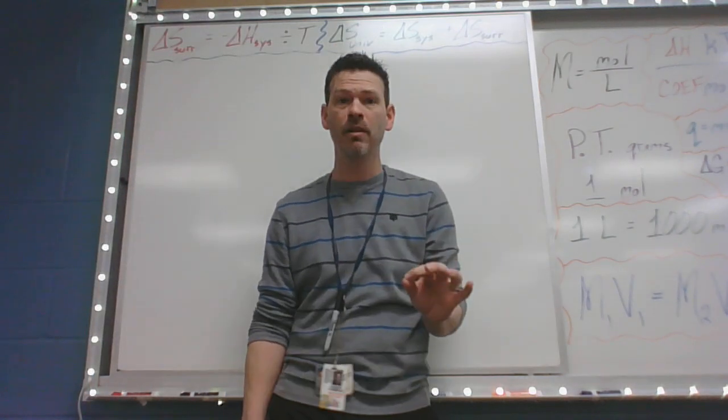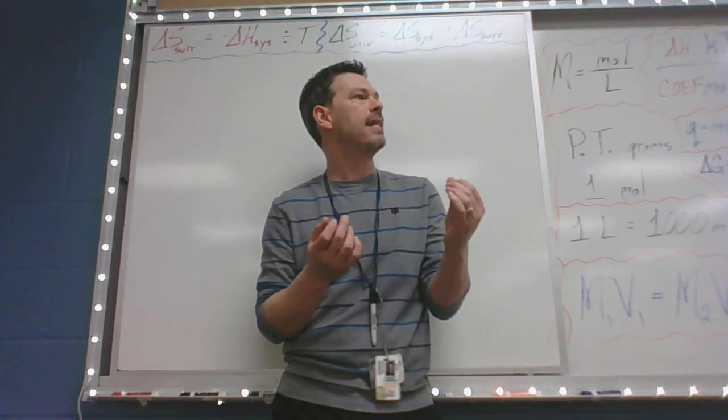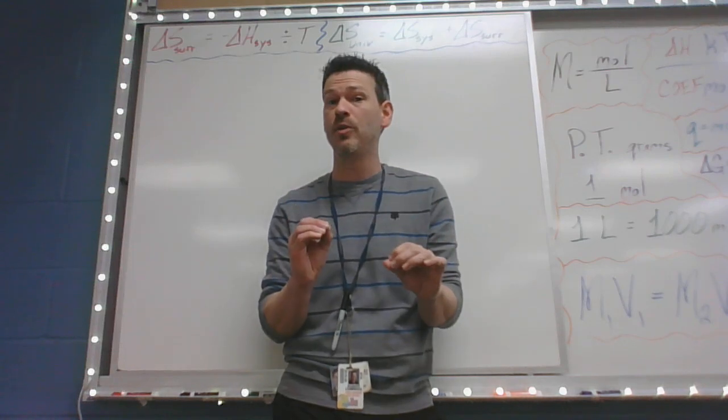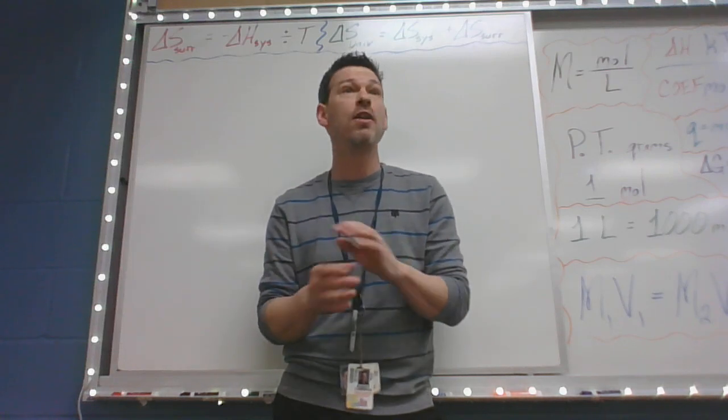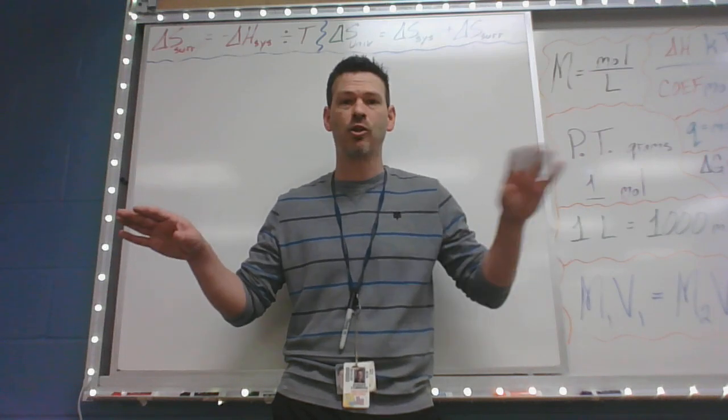Now, I want to point out a couple things. First off, Big Mama works for G. If you're asked to find delta G and the temperature is 298, the standard temperature, then you can Big Mama the data. Products minus reactants, sum thereof.